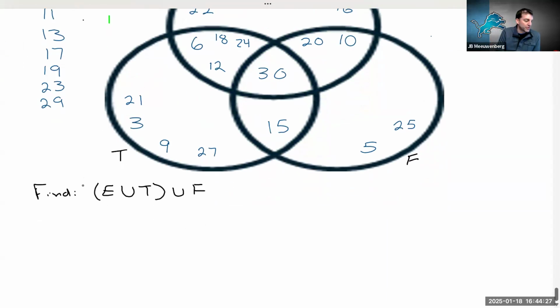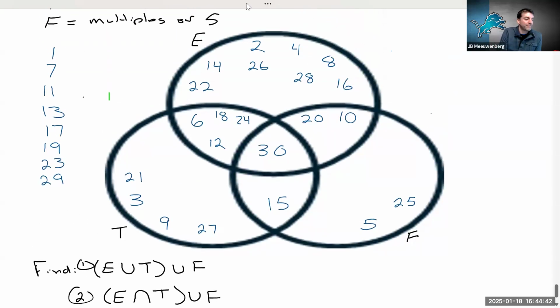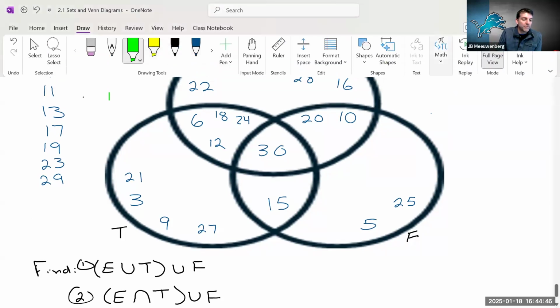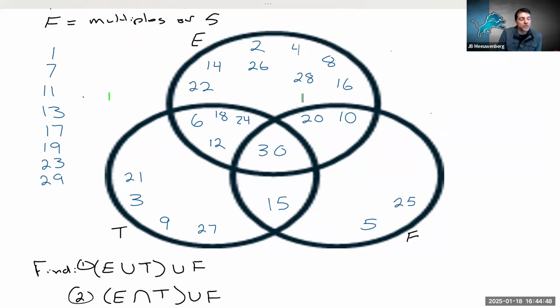So the next one we'll do, so this is number one. Number two, we're going to do E intersect T union F. All right. E intersect T union F. So I'll pull up my highlighter again. And see if you can do this on your own first. E intersect T union F. Pause it and then come back.